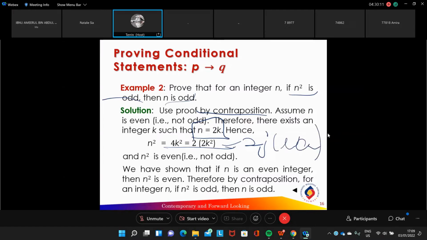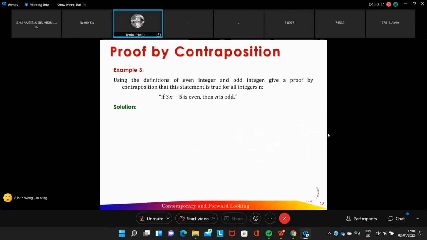So we say that therefore by contraposition, or therefore by proof of contraposition, for an integer n, if n square is odd, then n is odd. So your conclusion shouldn't refer to the working that you've done. You always have to go back to the original statement, right? Use the definition of even integers and odd integers. Give a proof by contraposition for the following statement.